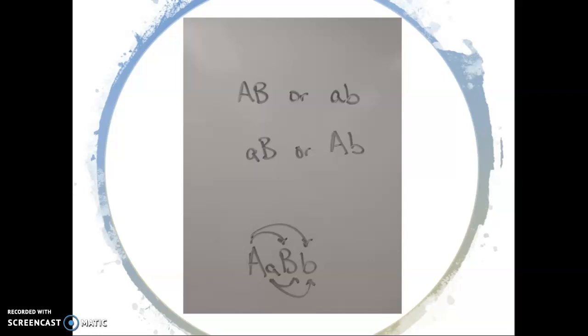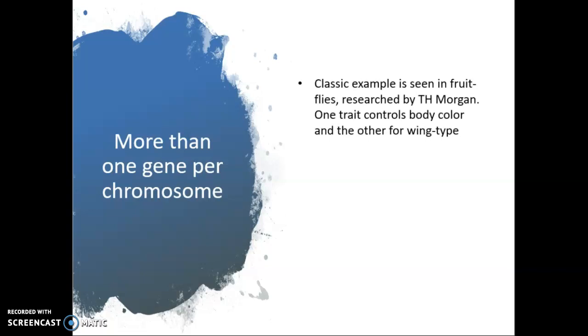T.H. Morgan was a guy who studied this stuff, in fruit flies. 15.3 is what you should read through if you haven't already. He studied two different traits in fruit flies: one controls body color, and the other wing type. You can pause this anytime and take notes if you need to. Basically, he said gray body is dominant over black body. Notice that he used pluses instead of capital letters, so B plus is dominant over little b. So gray body over black body.